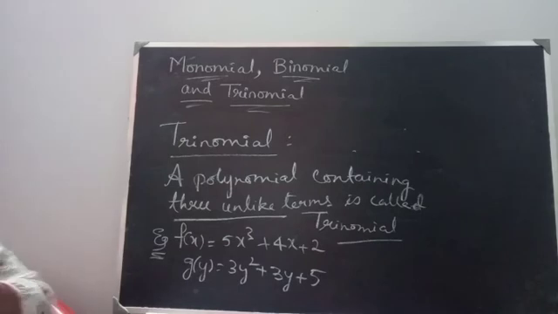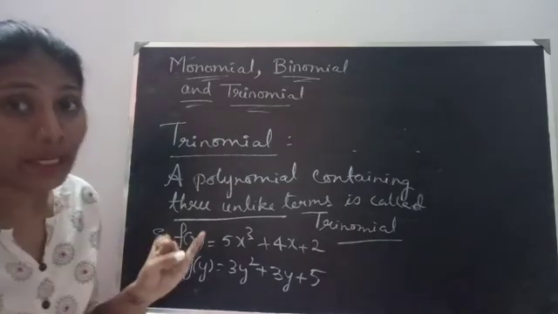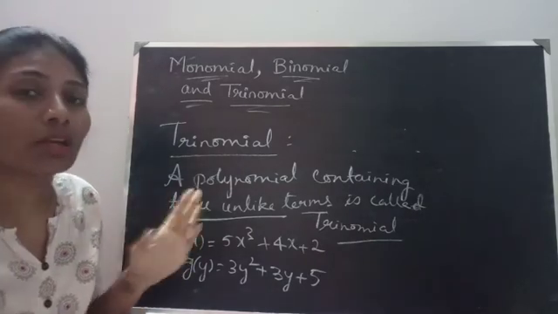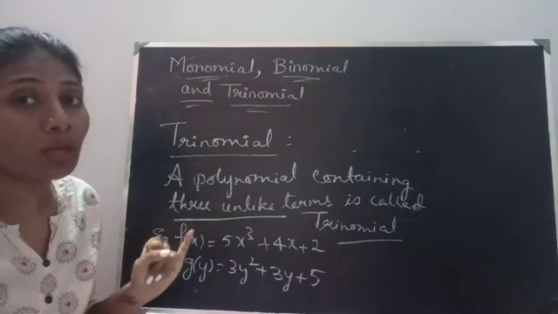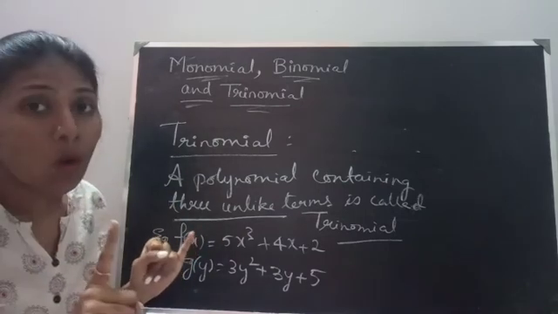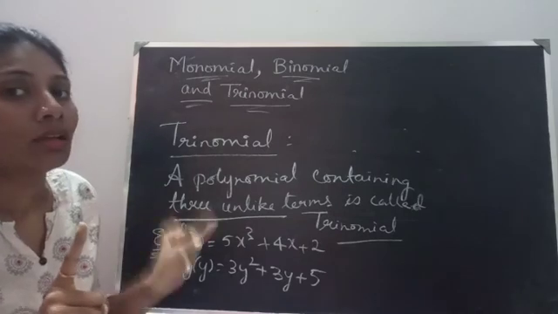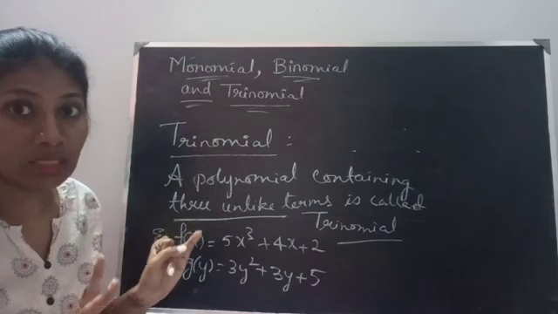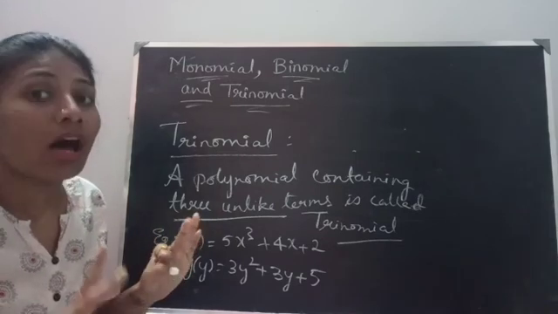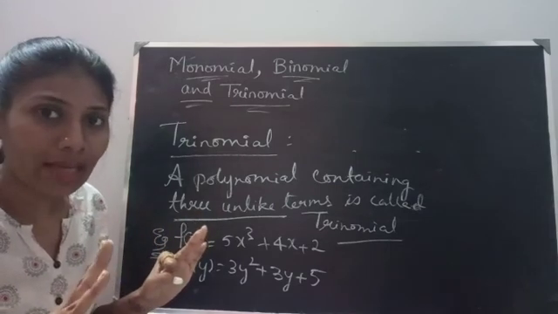Okay. So what we have learned? Monomial, binomial and trinomial. Monomial means a polynomial having one term. Binomial means a polynomial having two unlike terms. And trinomial means a polynomial having three unlike terms.